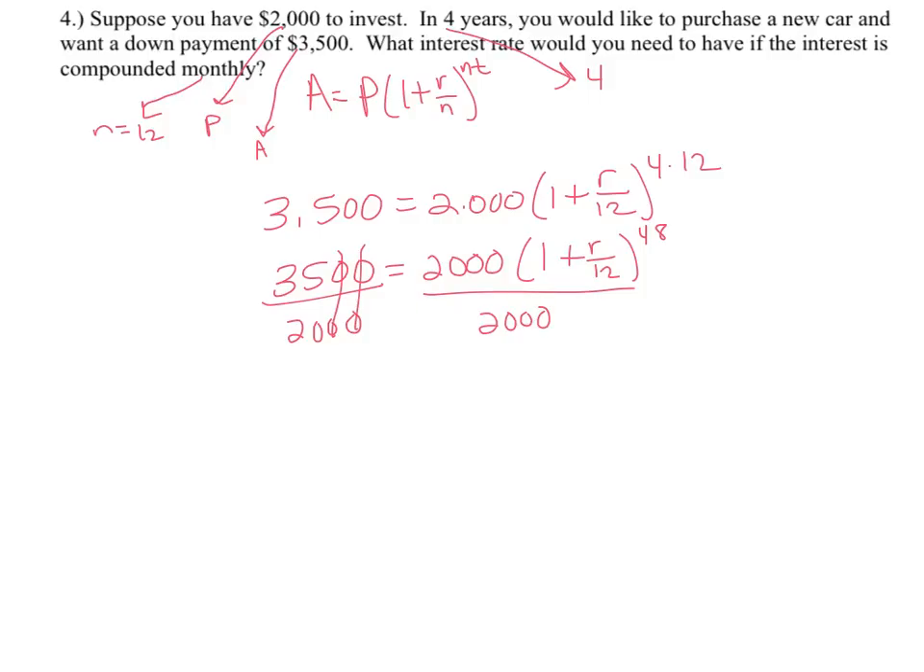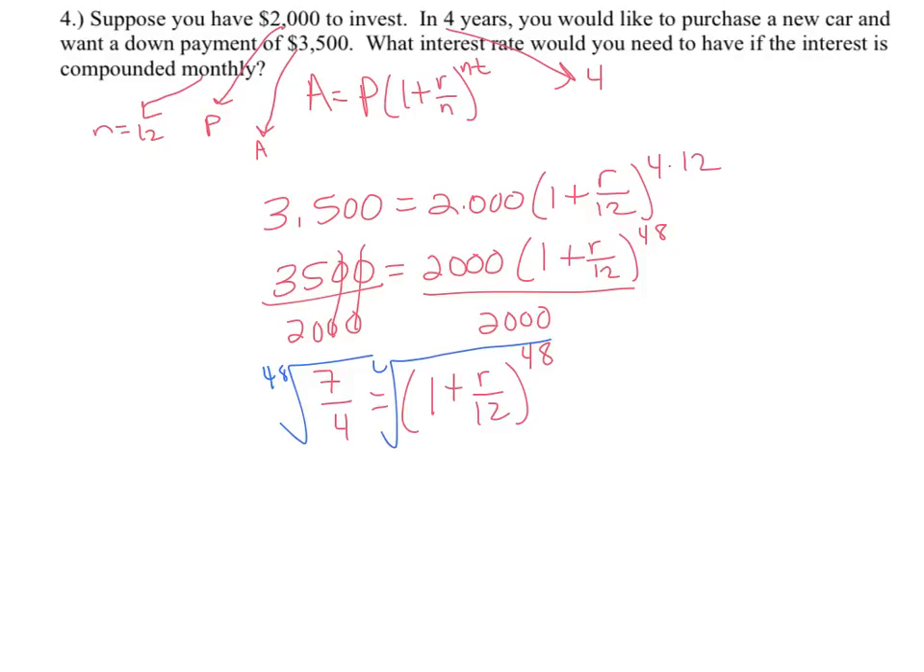So your zeros can cancel, and then you have 35 over 20, which can reduce. Both of them are divisible by 5. So you've got 7/4. Remember, you want to keep everything exact. So work in terms of fractions as much as you can. And then we're at this point, and now we're going to need to undo the power. If I want to continue working toward r, I've got to take the 48th root of both sides.